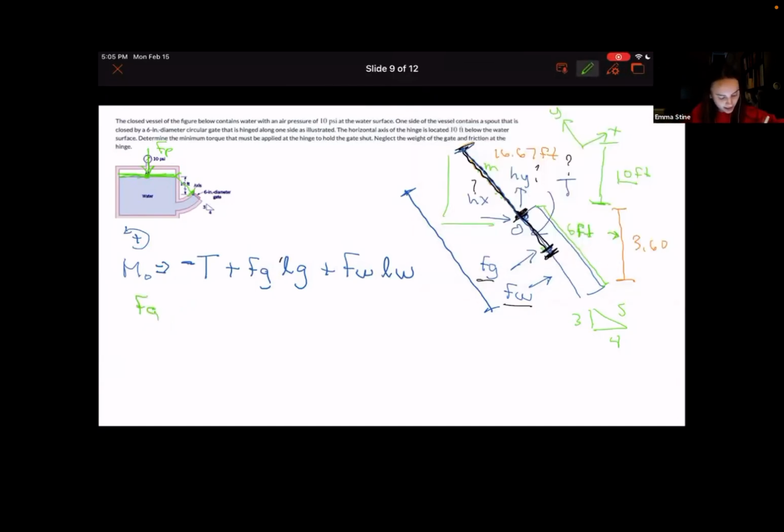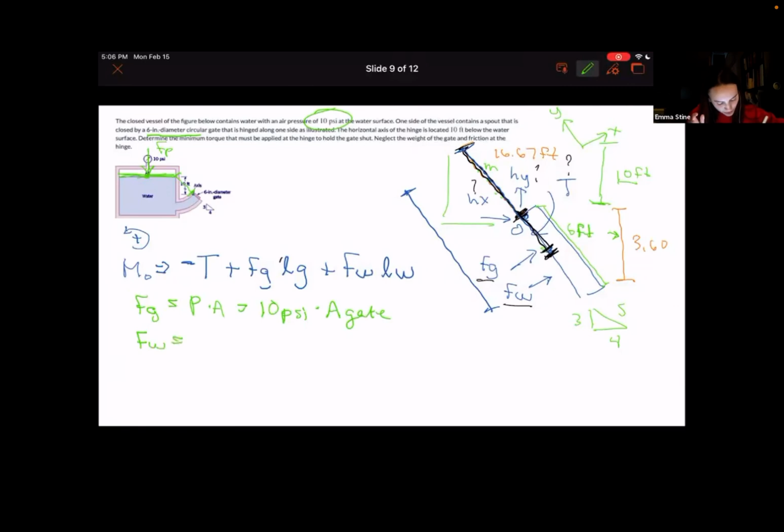So FG is the force from the gas. Pressure turned into force is always going to be P times area. So the P we were given is this 10 psi times the area of the gate, which if you remember, is a circle with a diameter of 6 inches. Okay, so you guys can solve for that.